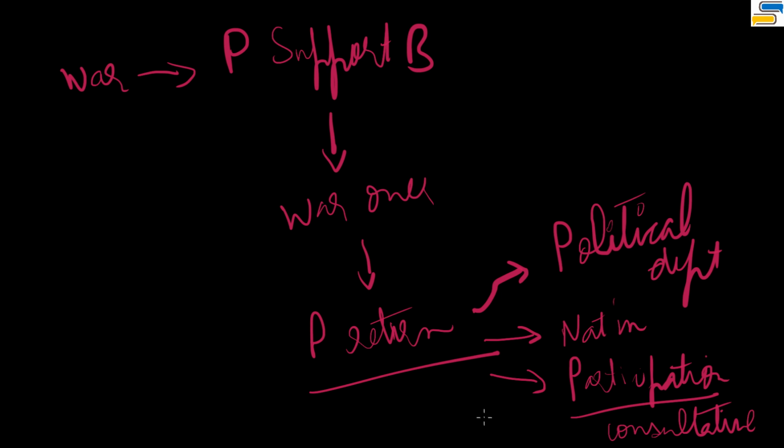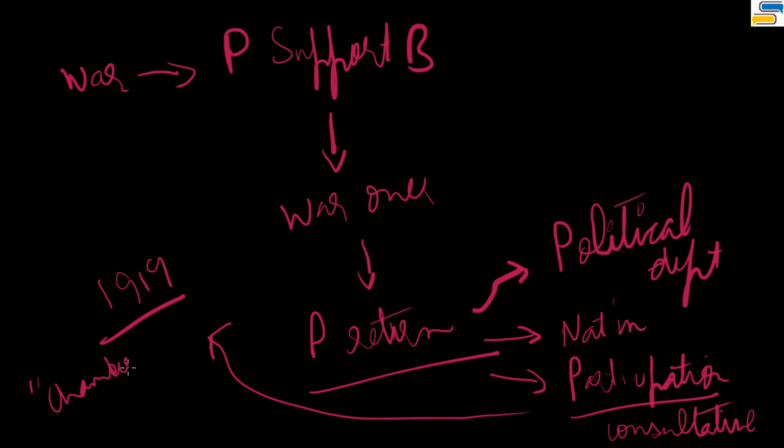It was in pursuance of these demands that ultimately the Act of 1919 provided for something called the Chamber of Princes. It was to advise the British Raj in all the matters related to states and their relationship with the paramount power. So that's how things were.